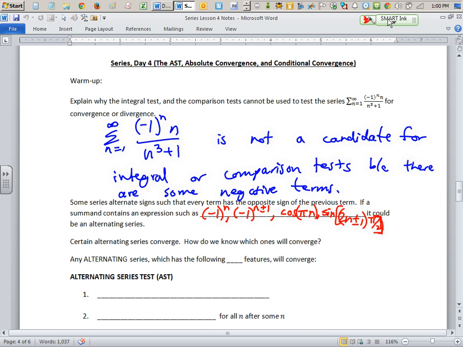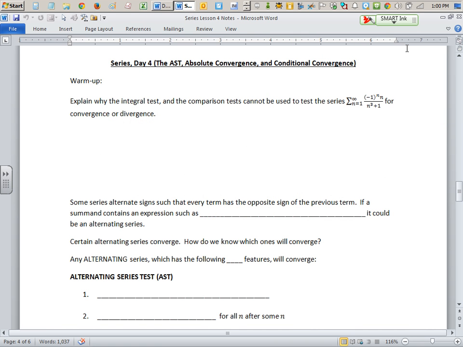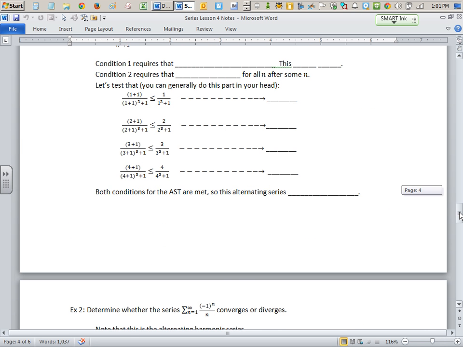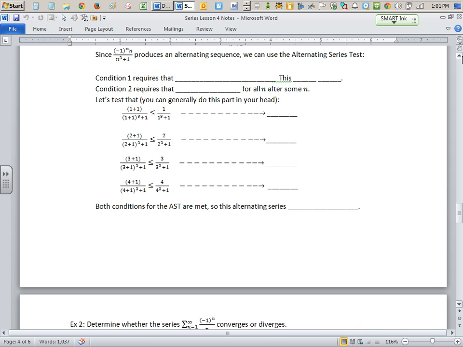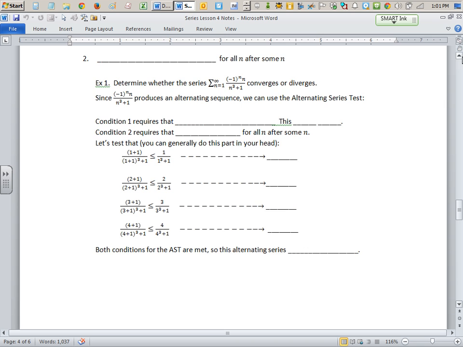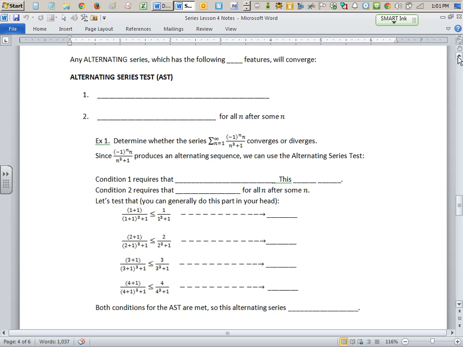Okay, so anything that has these in it could be alternating series, and if they're alternating series, they have negative terms in them. Now, certain alternating series will converge, and any alternating series that contains the following two features will converge. Here are the following two features. First, the limit as n goes to infinity of a sub n must be 0.